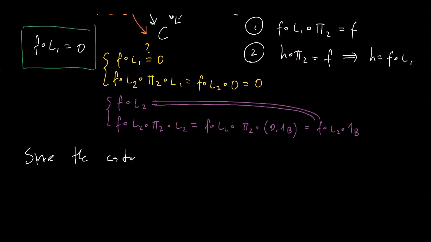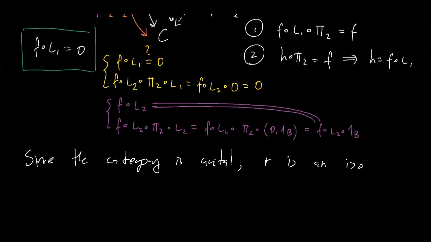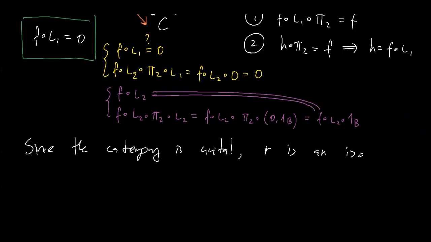Since the category is unital, R is an iso. And what did we know about R? It was an equalizer of the two. So we knew that F composed with R equals F composed with iota 2 composed with pi 2 composed with R, right?